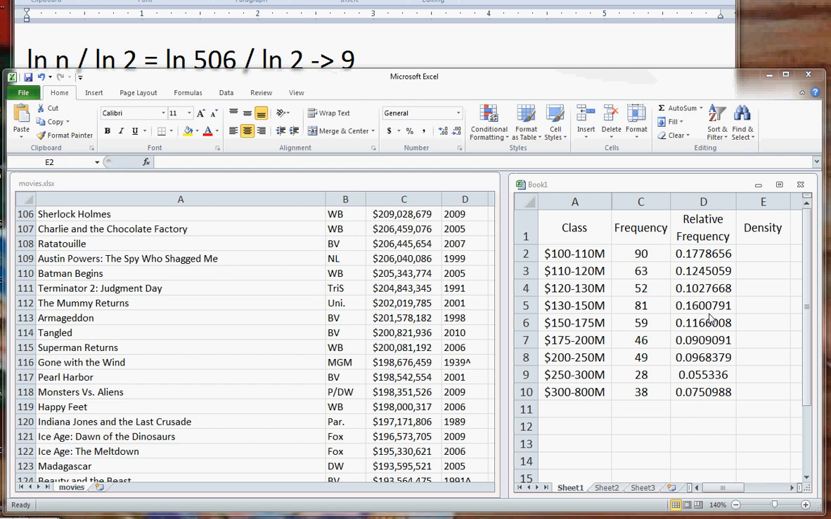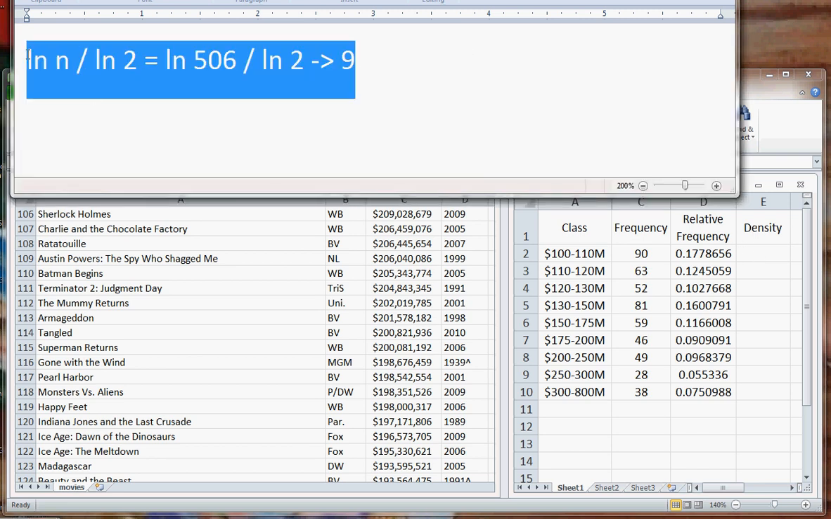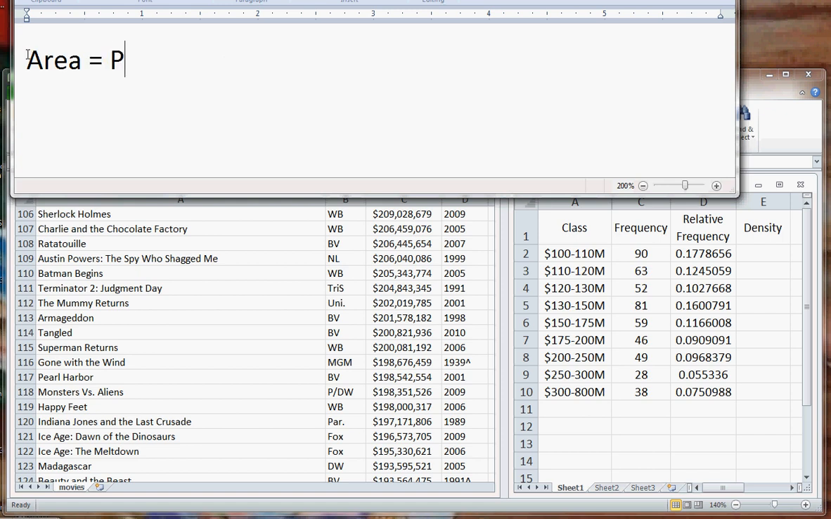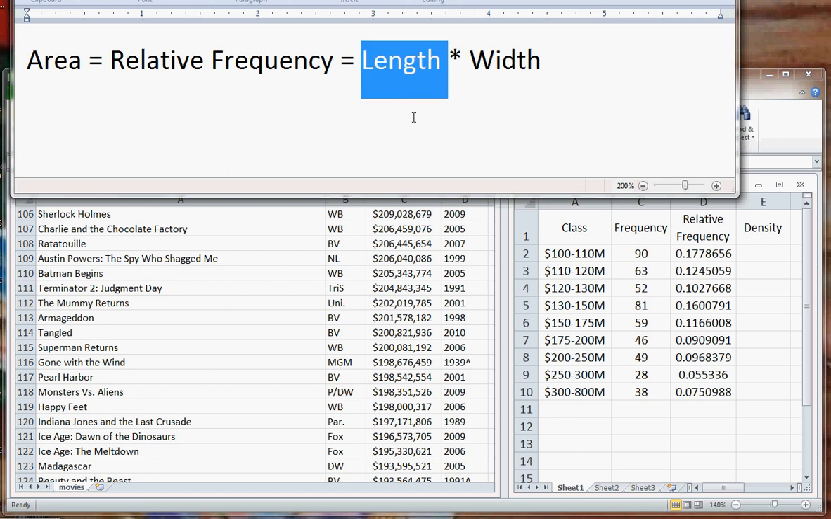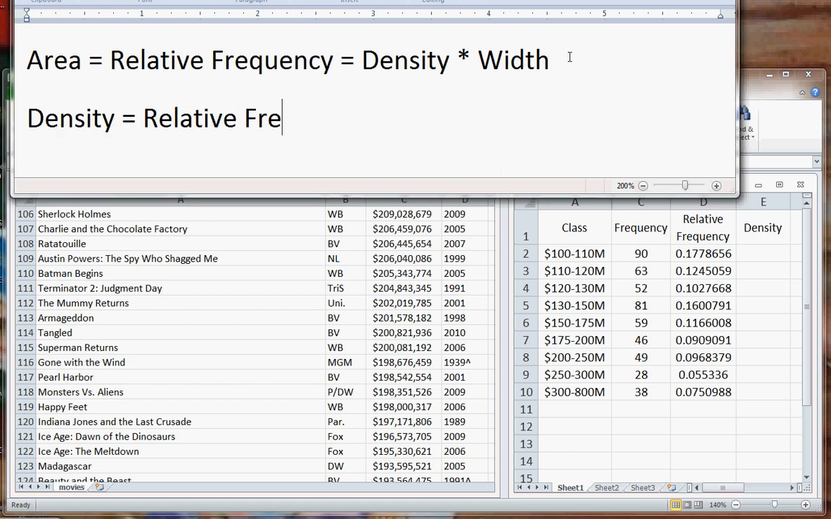So in order to draw the histogram, I need to figure out the density, the heights of those rectangles. The general principle is that the area of the rectangles will equal the relative frequency, the proportion. And of course the area of a rectangle is going to be equal to the length times the width, or the height times the width. The height, the length of the rectangles, we will have the fancy word of density for that. And therefore, if I want to figure out the density of the rectangle, that will be equal to the relative frequency divided by the width of each rectangle.